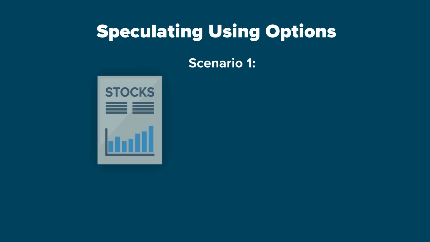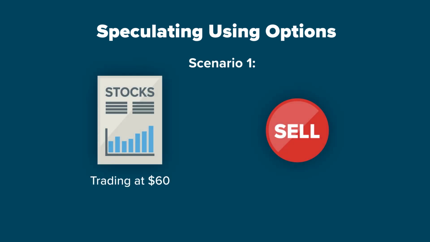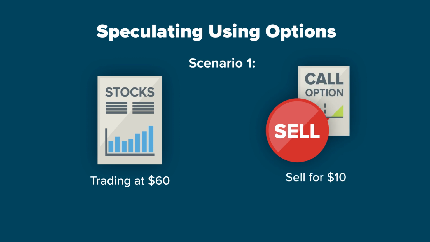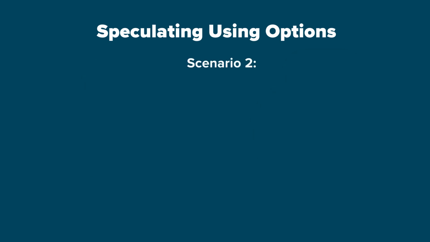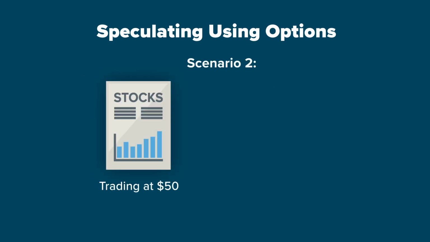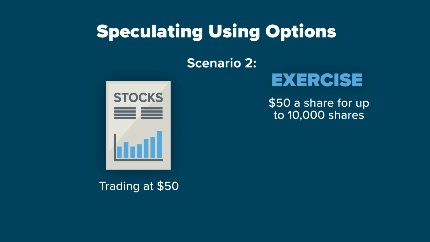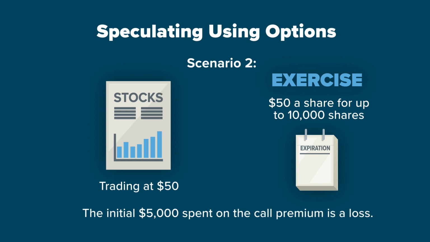In 2 months' time, ABC stock is trading at $60 and the trader can sell the 10 call option contracts for $10, making a profit of $5,000. Scenario 2. In 2 months' time, ABC stock is trading at $50 and the trader can either exercise the calls paying $50 a share for up to 10,000 shares or let the calls expire. Either way, the initial $5,000 spent on the call premium is a loss.